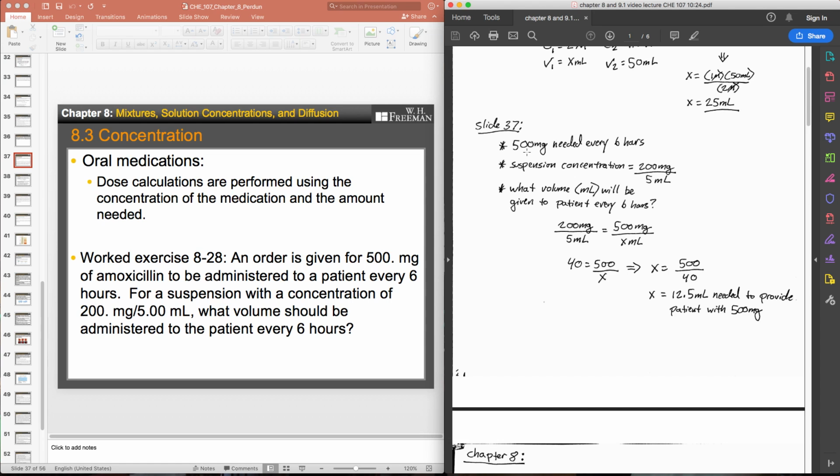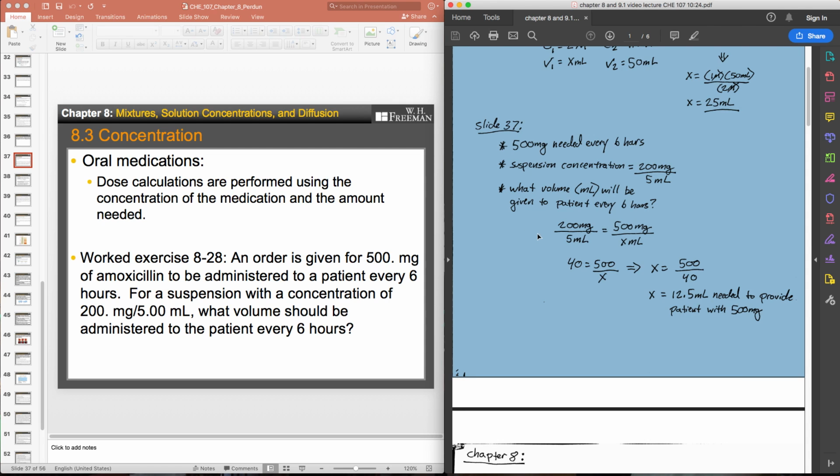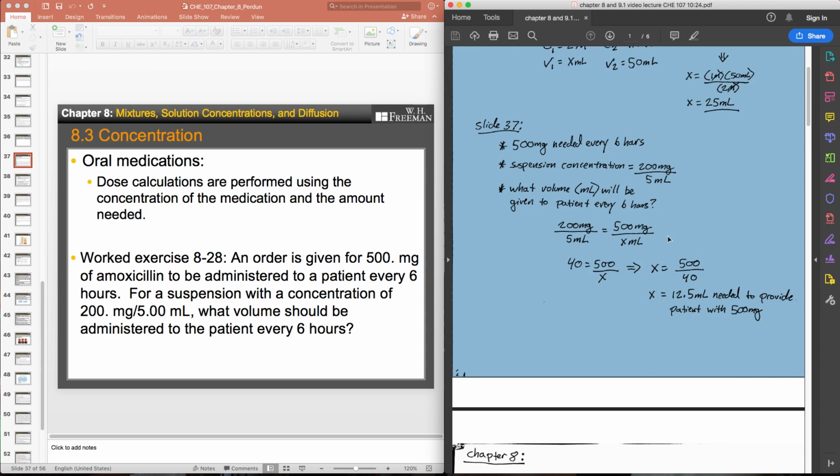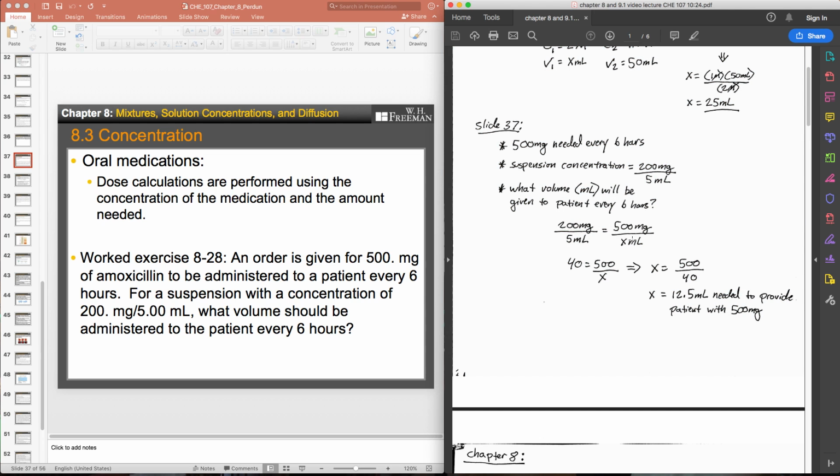Well, we know that we need 500 milligrams for every 6 hours. We know the concentration of the suspension is 200 milligrams for every 5 mils. So we can set up this equality: we know there are 200 milligrams in 5 mils. So if we have 500 milligrams, how many mils do we have? I rearrange this to say 200 divided by 5 equals 40. So 40 equals 500 divided by x.